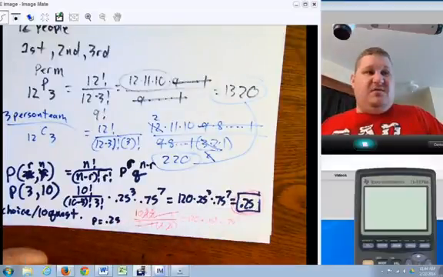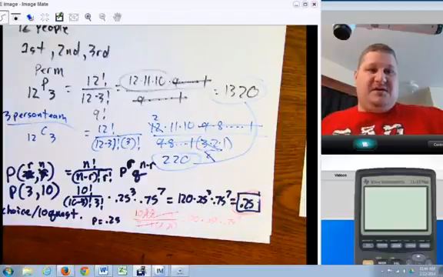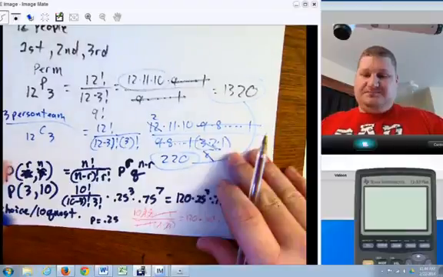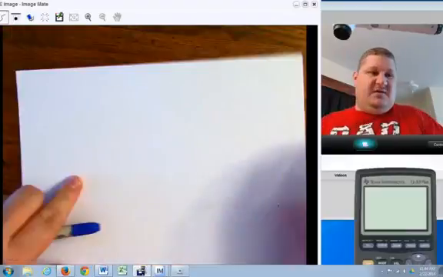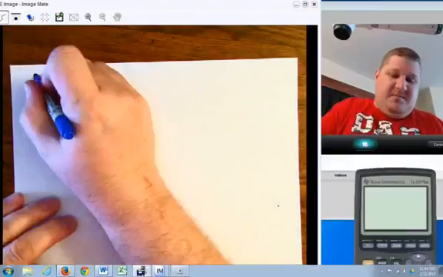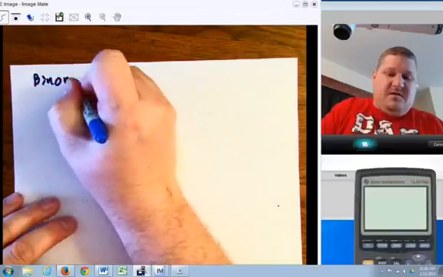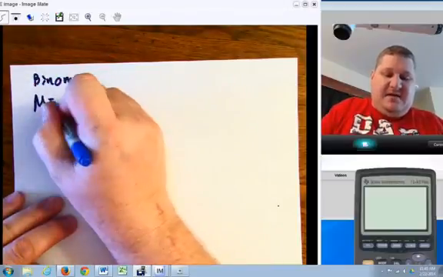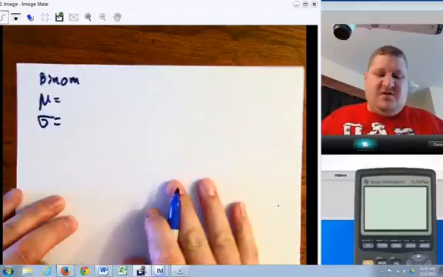Next thing I'm going to do is go ahead and throw up a discrete probability chart. We'll find the mean and standard deviation of that. But before I do, let's take what we were just doing, binomial, and let's find the mean and the standard deviation for binomial.